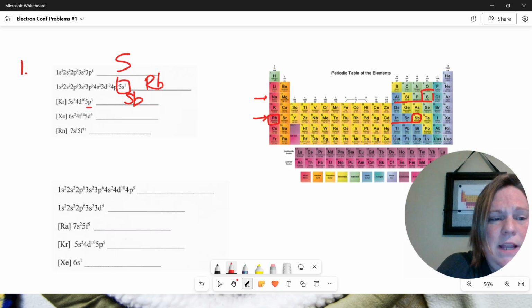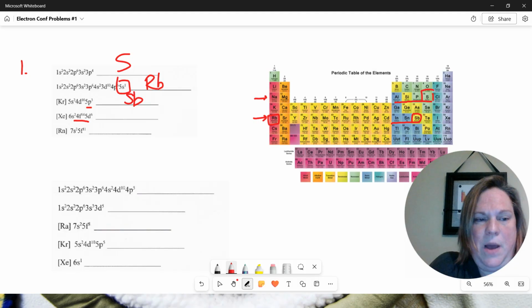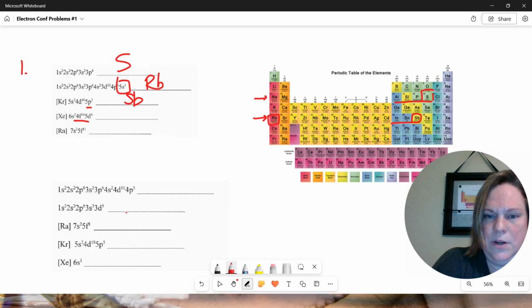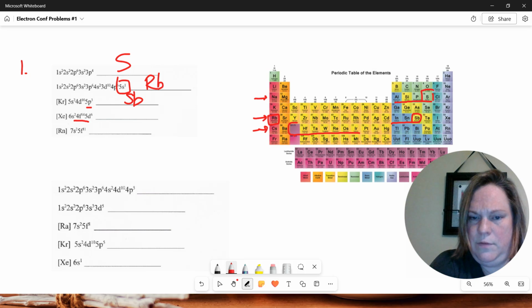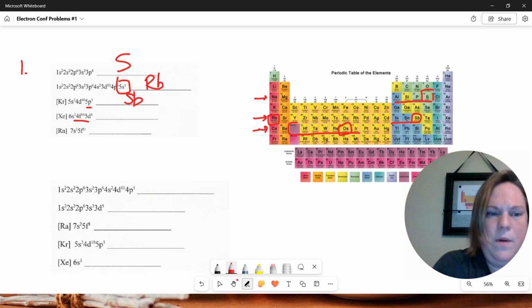The next one, we have another shorthand, xenon, and then we complete up to 5d6. If we look at 5d6, we're going to be in the 5th row. Nope, I'm sorry, we're going to be in the 6th row because the d's are one behind the row, and we're going to go 6 blocks over. So 1, 2, 3, 4, 5, 6. So osmium, Os.